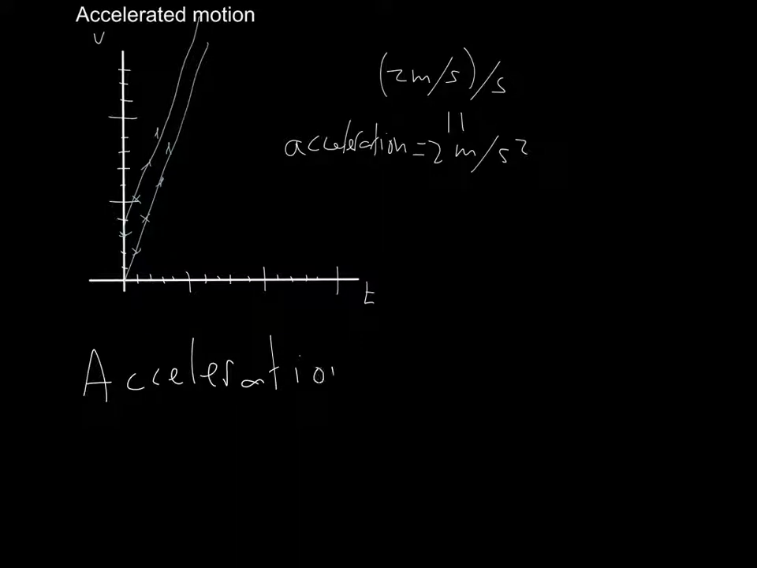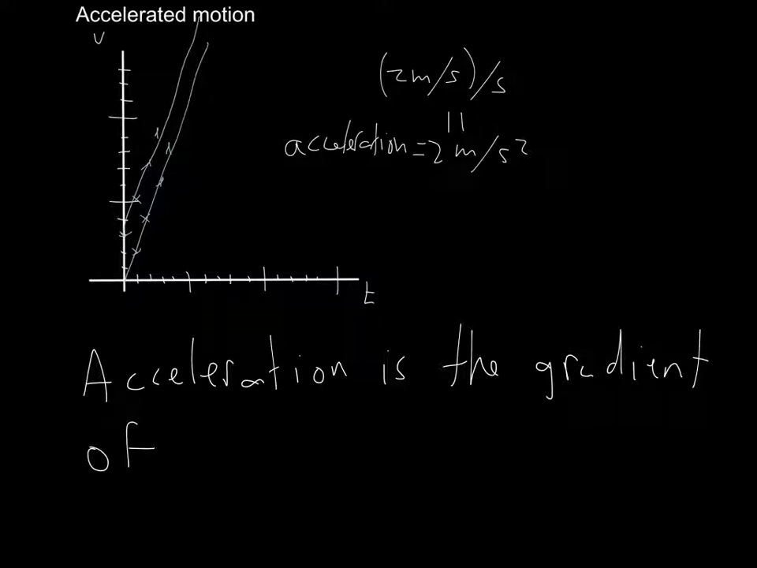Acceleration is the gradient of the velocity time graph, because the gradient tells me the rate of increase of the velocity. It really tells me how many meters per second faster my car is going every second.